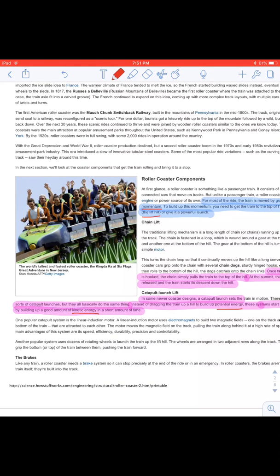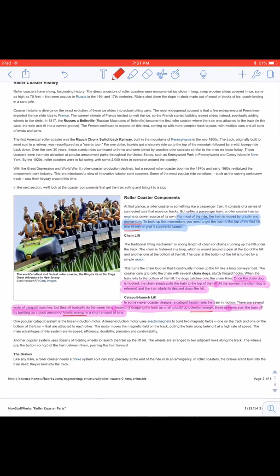One popular catapult system is the linear induction motor. A linear induction motor uses electromagnets to build two magnetic fields, one on the track and one on the bottom of the train, that are attached to each other. The motor moves the magnetic field on the track, pulling the train along behind it at a high rate of speed. The main advantages of this system are its speed, efficiency, durability, precision, and controllability.